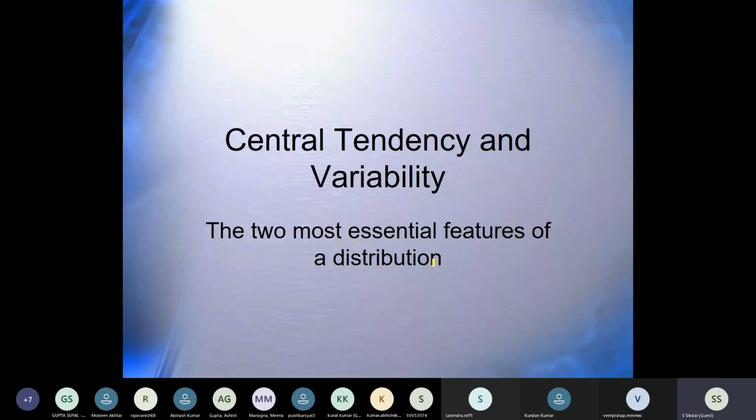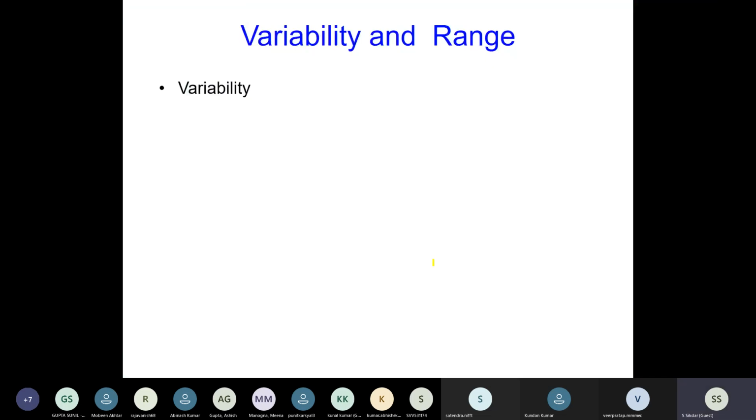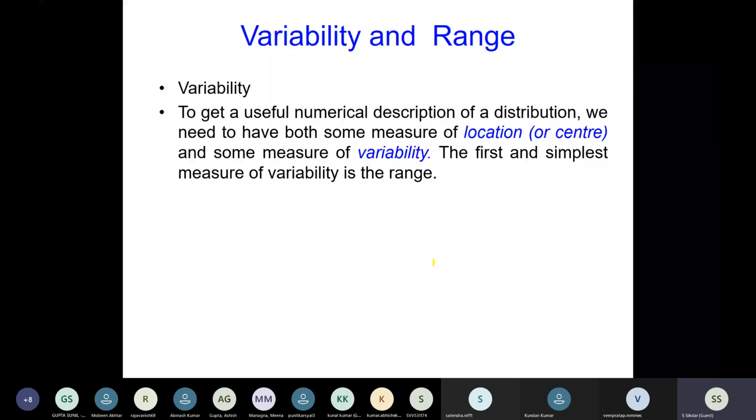Okay, so we already talked about that the other day, about the variability and range. If we want to get the distribution, then we should have the measure of the location of the center, and then we can get the measure of variability. The easiest way to know about the variability is to find the range. So how do you get it? Always you search for the lowest value and the highest value, and the difference gives you the range. That is the easiest way.